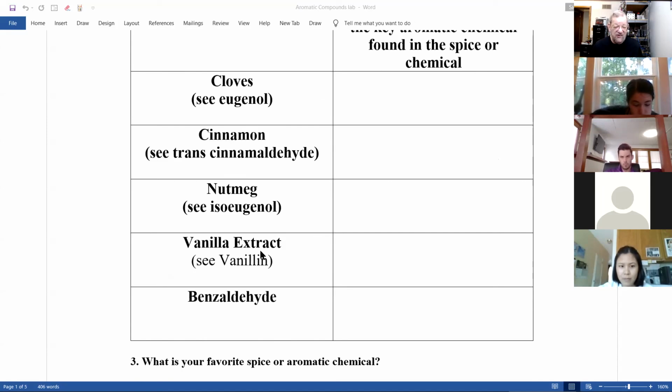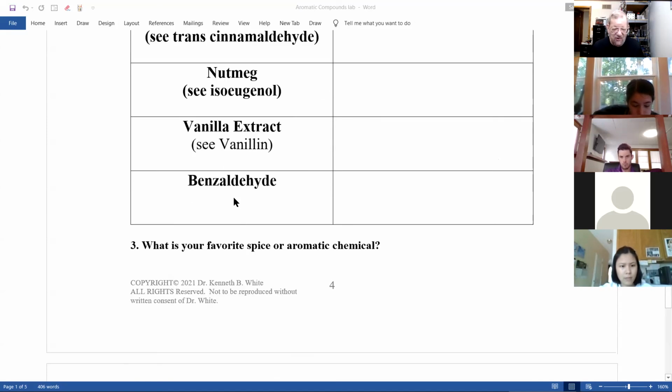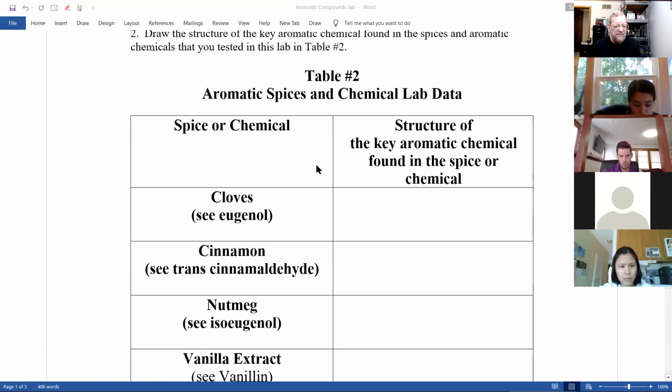Now, for vanilla extract, if you look up the compound vanillin, that's where you'll find it. And benzaldehyde, go to Google. And don't forget to answer question number 3. Students forget that. I don't know why, it's hidden at the bottom of the page and they forget to do that.